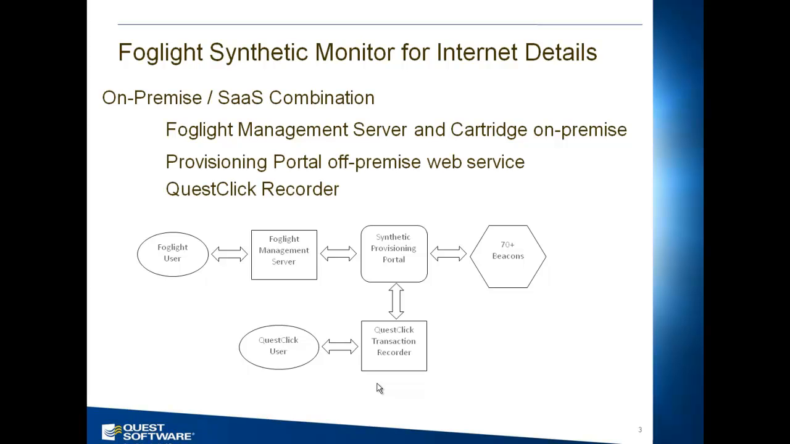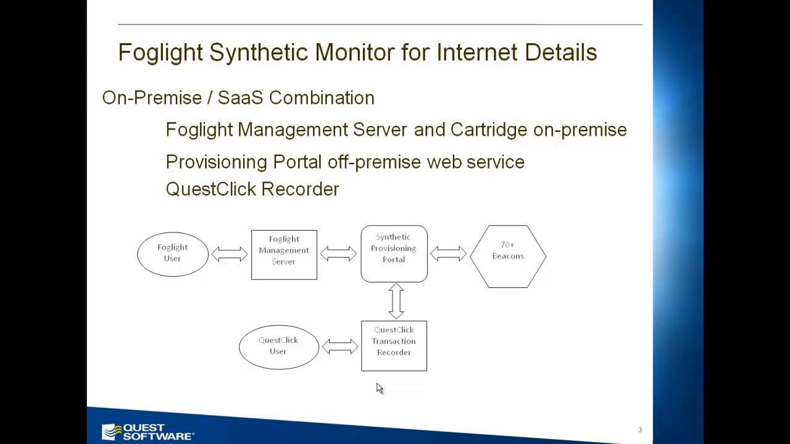Now another piece of this is the provisioning portal. This is off-premise, and this is a web service. It does three things. Number one is you can save your scripts to it. Number two is it tracks your licenses. As you play scripts and they're provisioned out and they play back periodically, it'll take credits away from the existing license you have. And the third thing that it does is it gets the data back to your Foglight management server so you can view it in reports and run rules against it.